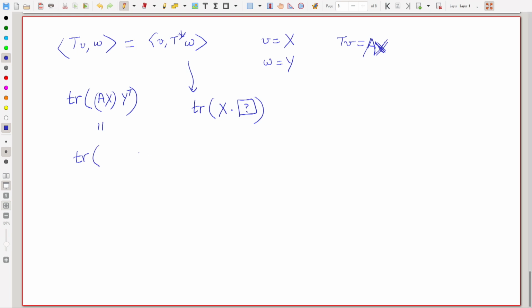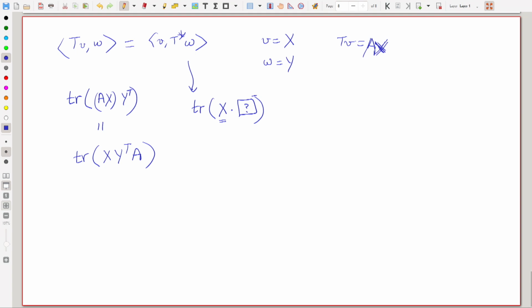Right, if you have multiple things in a trace, you can cyclically permute them. Trace of AB is trace of BA. So I have trace of A X Y transpose, and I will push the A to the other side, so that I have something which looks like this. It is now trace of X Y transpose A, but that is still not of the right form.